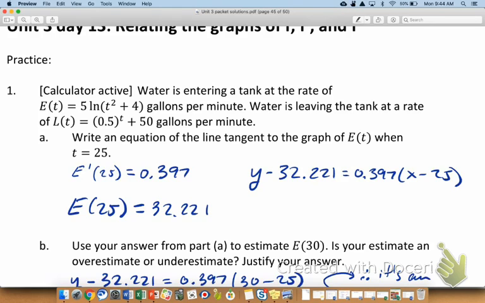Proud of you guys. This feels like the 1000th time we've done a tangent line equation. Just looking at your body language and the looks on your faces, it feels like you're getting really comfortable with this.